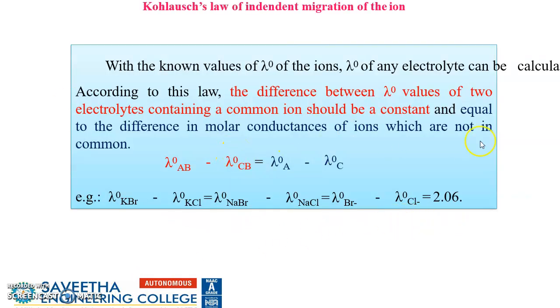So we can calculate the infinite dilution value. Lambda infinity could be calculated using Kohlrausch's law. So lambda infinity of AB minus lambda infinity of CB will be equal to, see, B is common for both, so B will get cancelled and finally you'll arrive at lambda naught of A minus lambda naught of C.